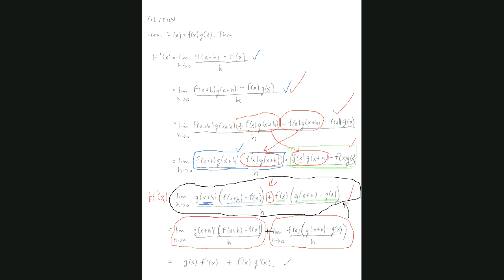That's what's going on. But now what's beautiful is you can compute this limit here and this limit here. The first limit as h goes to 0 would be g of x times f prime of x. The second limit as h goes to 0 would be f of x times g prime of x. And you've proven the result, you've proven the product rule.